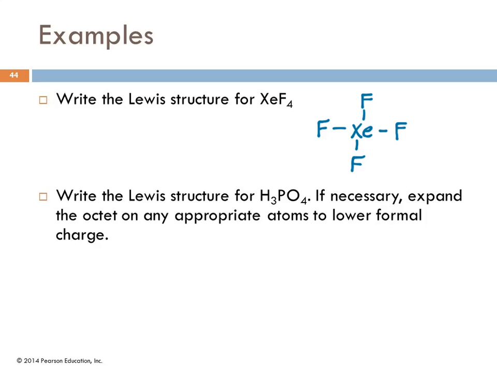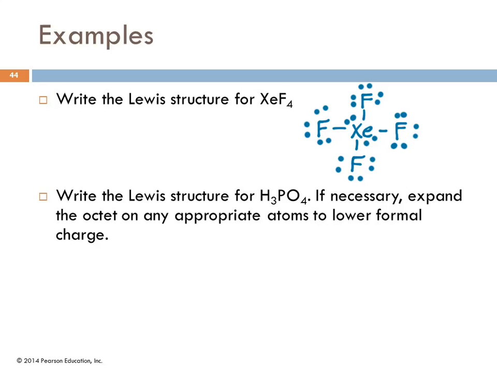So we've got 2, 4, 6, 8, 10, 12, 14, 16, 18, 20, 22, 24, 26, 28, 30, 32. We've got 4 more electrons. Where are we going to put them? We're going to put them on xenon. Xenon's a big boy. He can handle it. He has an expanded octet.